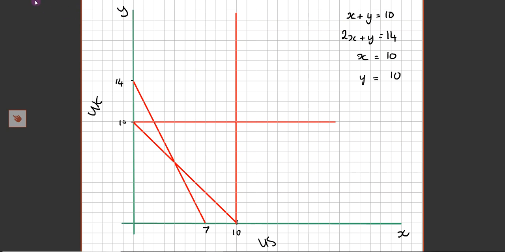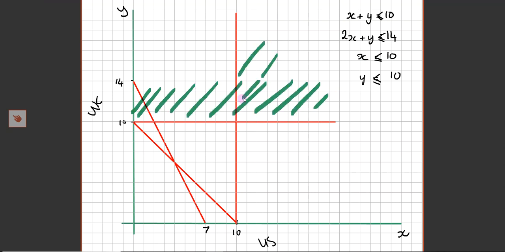So what sides of things do I need? Well, x plus y has to be less than or equal to 10. This has to be less than or equal to 14. This has to be less than or equal. So they're all solid lines, so that's nice. So I'm going to shade above this one to start with, and I'm going to shade, because I know I can't go past those. Is that all right? So that's dealt with these two.